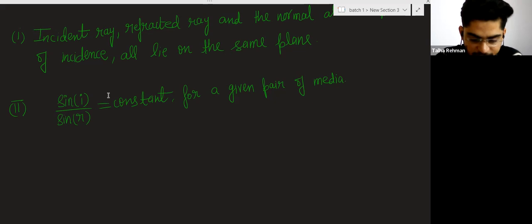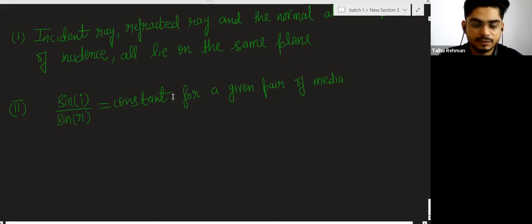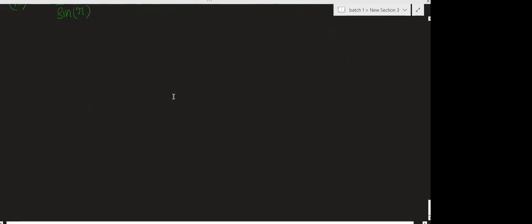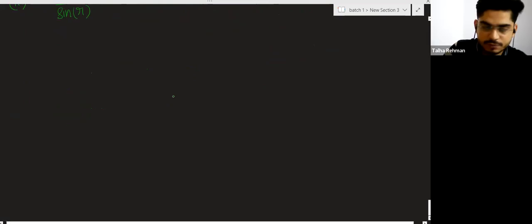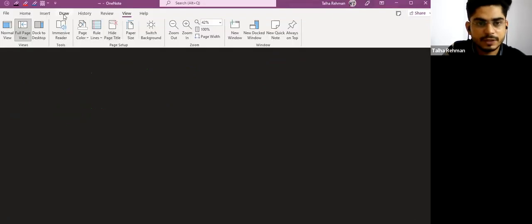So there is a term that I will define here, the refractive index. There is one more term, then I will define refractive index.